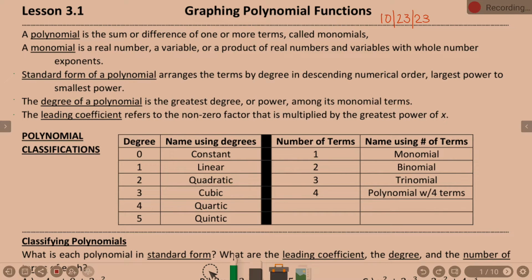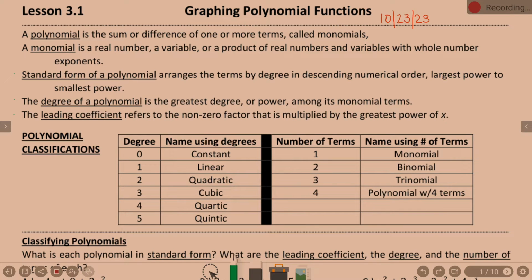We're going to talk about the degree of a polynomial, which is the greatest degree or the highest power. Okay, so x squared plus 2x minus 3, that's degree 2 because that highest power is 2. And then we're going to talk about the leading coefficient. Leading coefficient refers to the non-zero factor that is multiplied by the greatest power of x. So your highest powered term, your leading coefficient is whatever number is out in front of it. Okay, so you've got the vocabulary there. You can go back and look at those definitions.